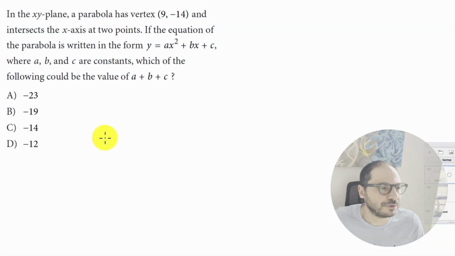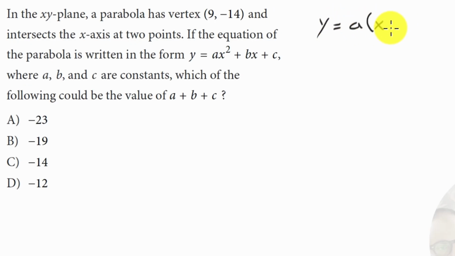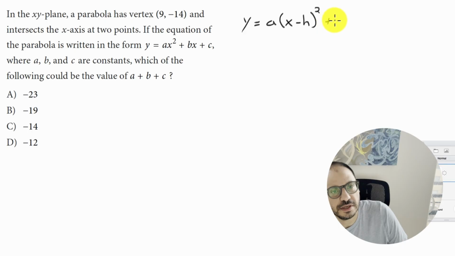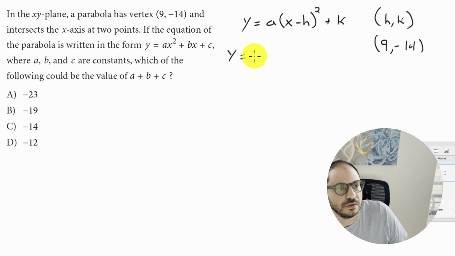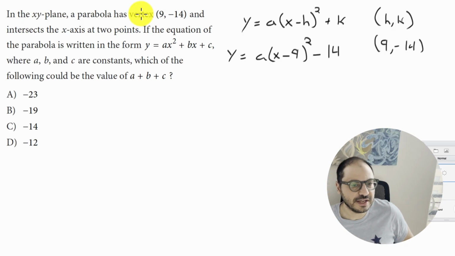In the xy plane, a parabola has vertex 9, negative 14. So when I see this, I think of vertex form, which is y equals a times x minus h squared plus k, where h, k is our vertex. So they give us our vertex 9, negative 14. So instead of h, k, our h, k is 9, negative 14. So we can write y equals a times x minus 9 squared minus 14. Again, we don't know what a is, and it says, so we know where it intersects.